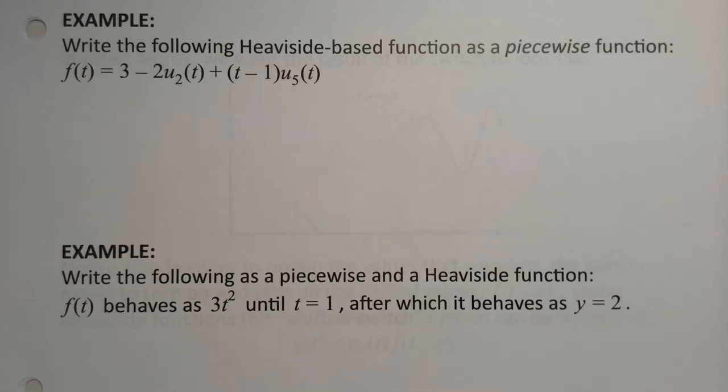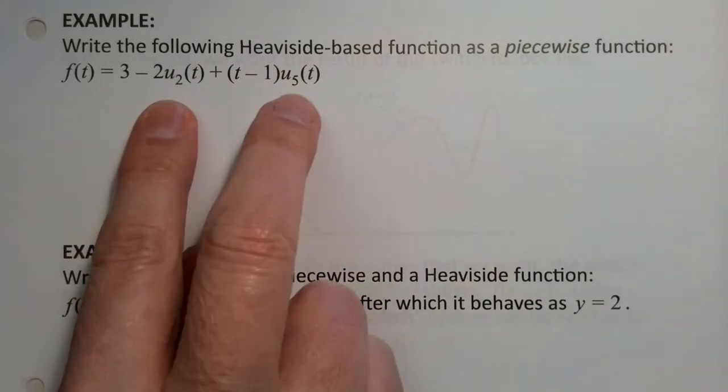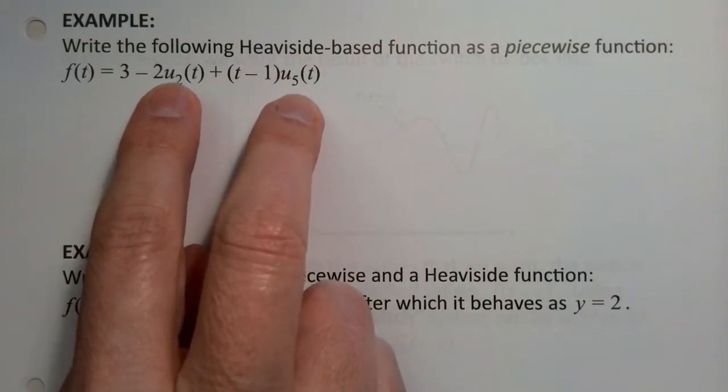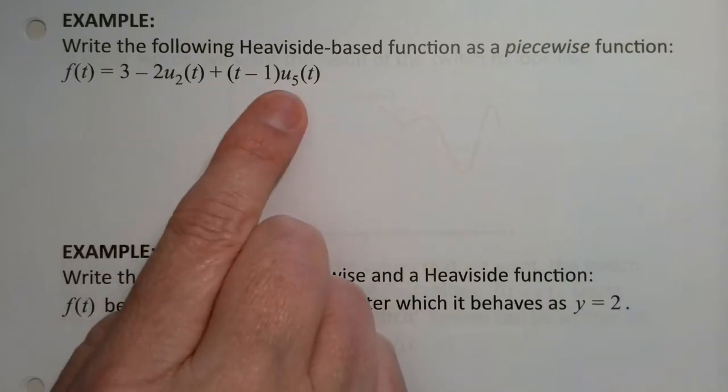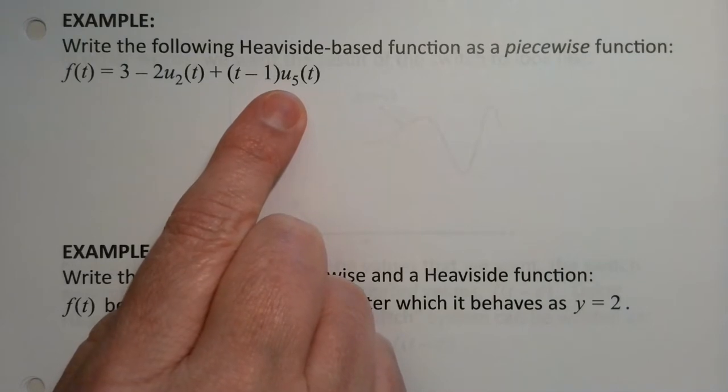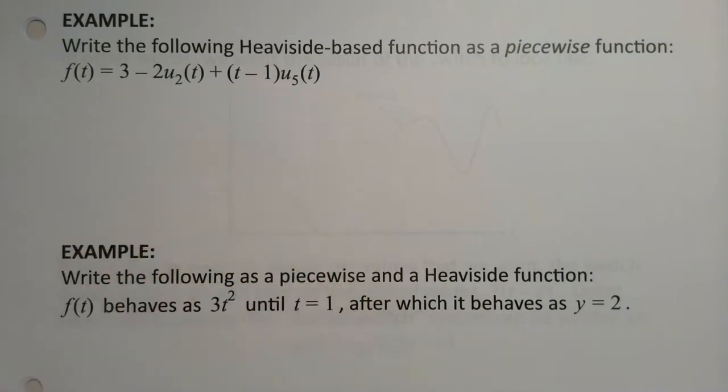So what might help is to kind of imagine what's going on. So notice we have two Heaviside functions. So there's something happening at t equals 2, and there's something happening at t equals 5. So we have a situation here where there's a change happening at those particular time values.